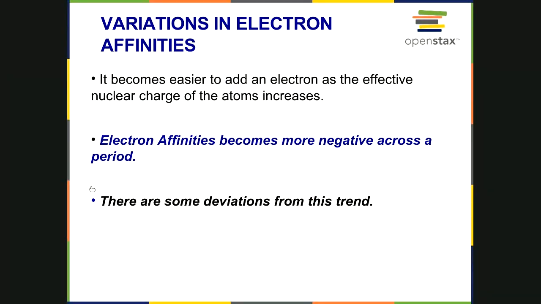So we see that as we go across the table, electron affinities become more negative, which means atoms are more likely to attract electrons to them as you go across the table. This is why at the end of the table, we find atoms that tend to form negative ions versus positive ions.